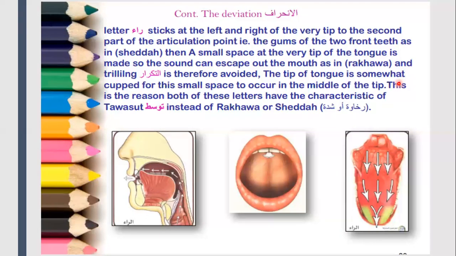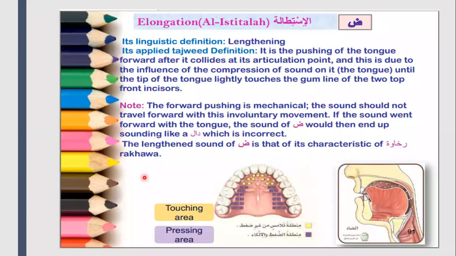We've already spoken about inhiraf, which is the deviation or drifting from the makharij. So here it's talking particularly about the ra, and it says that it sticks at the left or right of the very tip of the second part of the articulation point, meaning the gum. So it moves away from the tip of your tongue. Again, it's like the lam. So we call it drifting. You have some images here where it shows you that it drifts out from its path like the lam.